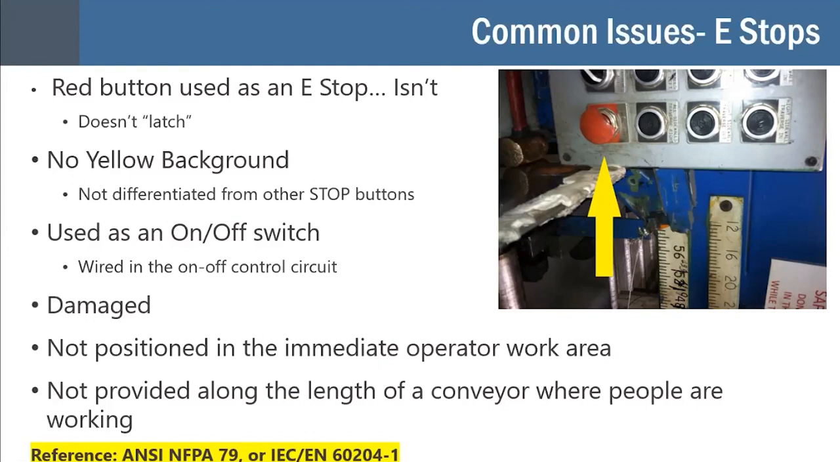And on conveyors, there may be an e-stop at one end, but you don't have e-stop function along the entire length of a conveyor where people are working. You need to have that protection wherever people are working.